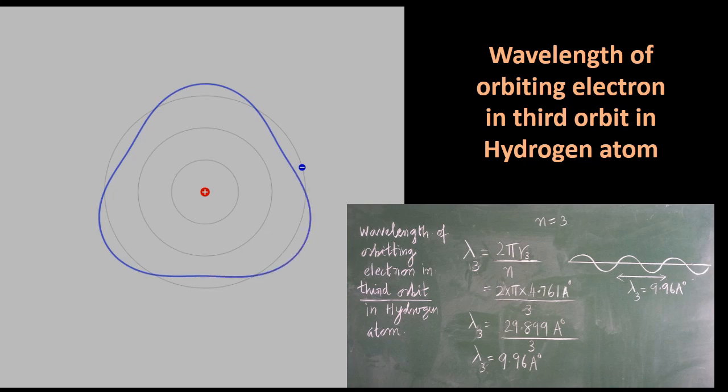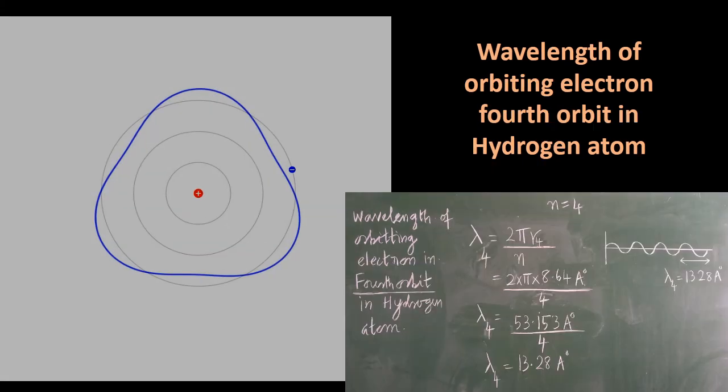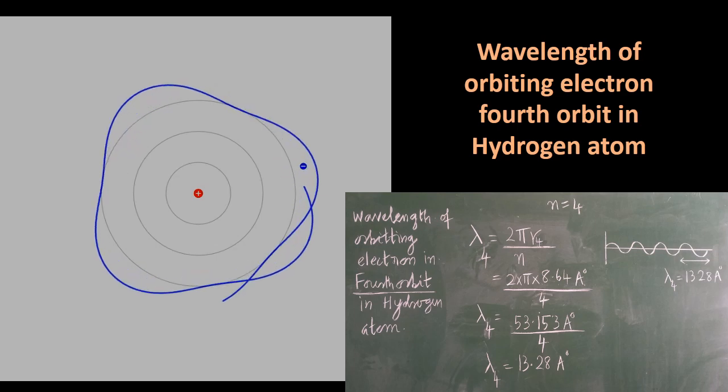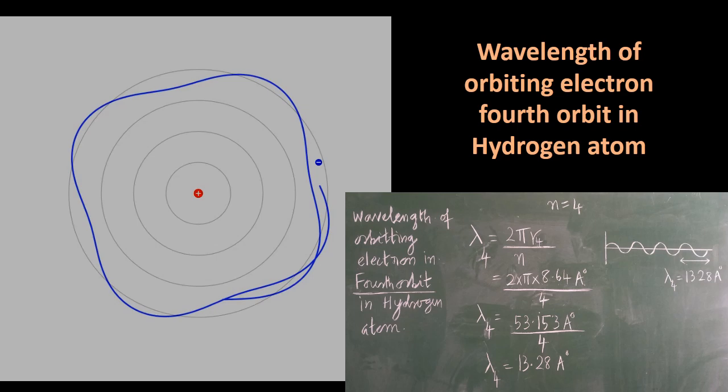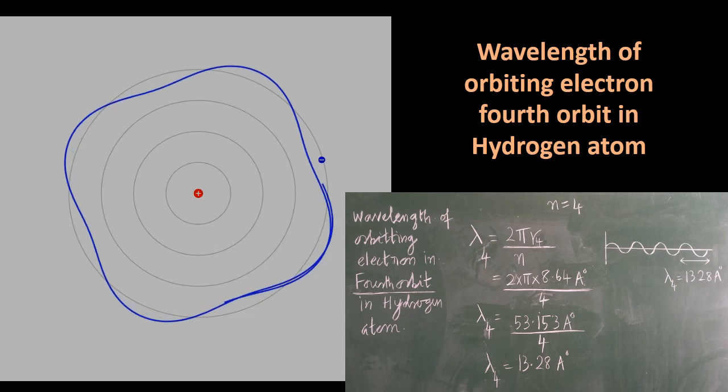Okay. So this is the standing wave pattern of the electron when it is revolving in the third orbit. Now I am going to move the electron from the third orbit to the fourth orbit. Look at how the wave pattern changes, how the wavelength changes.